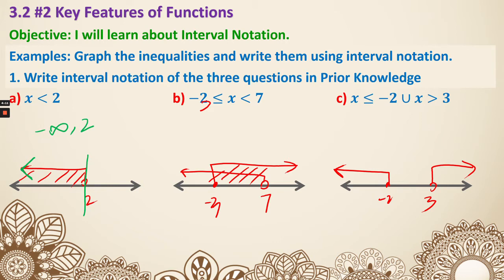For infinity, bullet point 3 on the top just said is going to always be parentheses. And since at 2 it is an open circle, that means it's also parentheses on the 2. So that is interval notation.